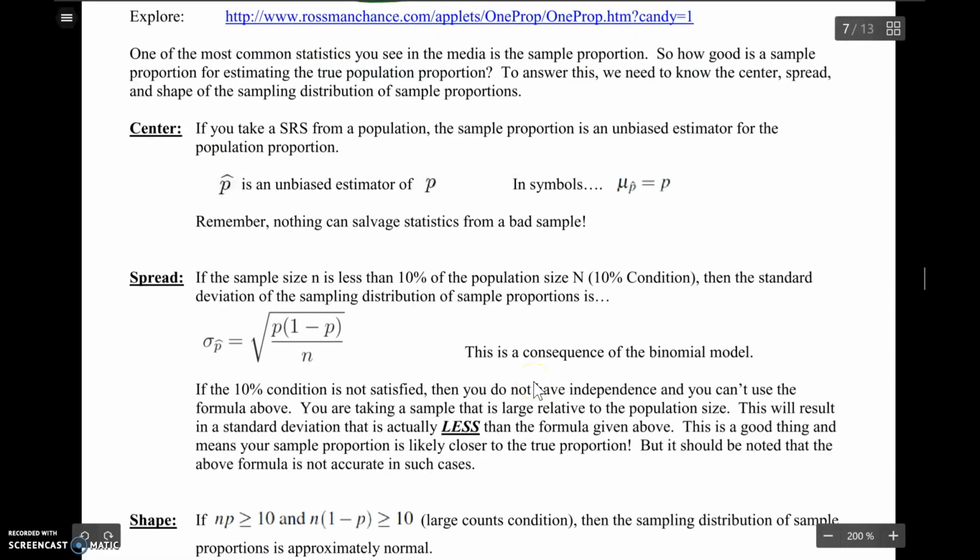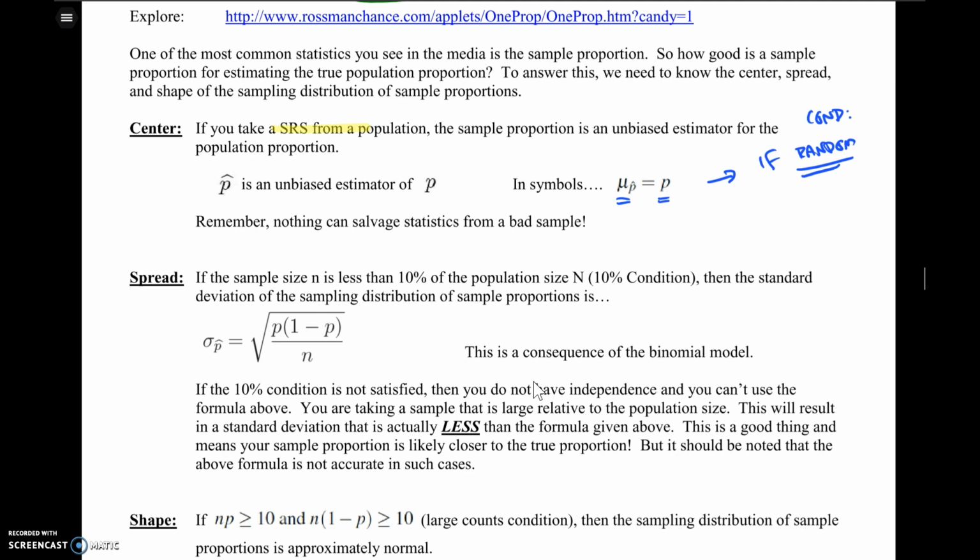If you take a simple random sample, this is the condition that's important here, then your p hat is an unbiased estimator of p. In other words, the mean of my p hats is equal to the true population proportion. It's unbiased, it's centered right. But you've got to take a good random sample.